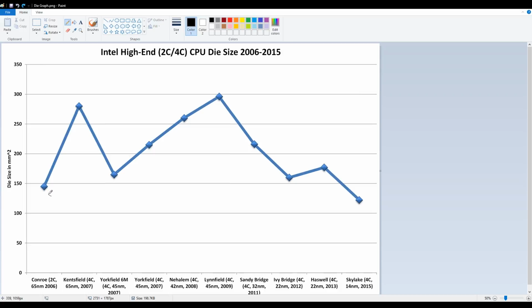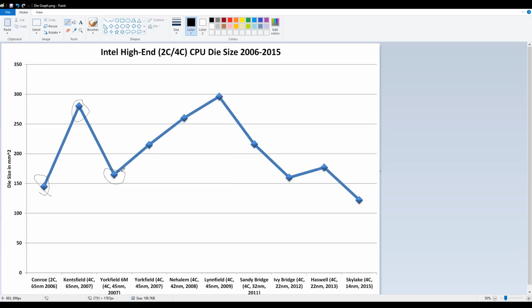So here we have Conroe, which is a 2-core version, ended up being about 150 millimeters square in size, and of course it doubled when you went to a 4-core chip with Kentsfield. And as time progressed, the die size changed based on the needs.